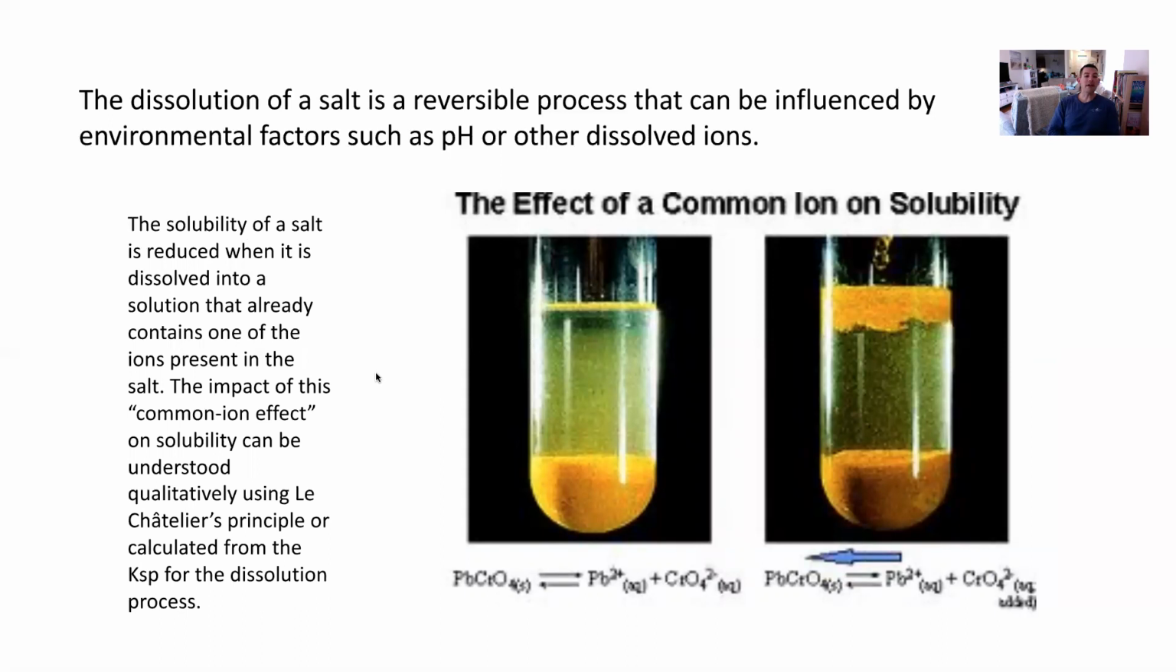Now, we saw the common ion effect. The common ion is an ion that's present from a salt, but it's coming from a different source. In this example, we have lead chromate. If we have lead chromate in a solution of chromate, for example sodium chromate, we're actually going to get less solubility, more solid. The solubility of a salt is reduced when it is dissolved into a solution that already contains one of the ions present. So the common ion effect reduces the solubility.